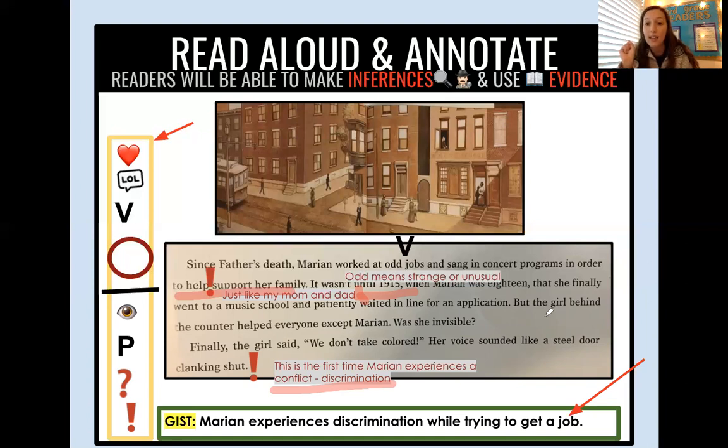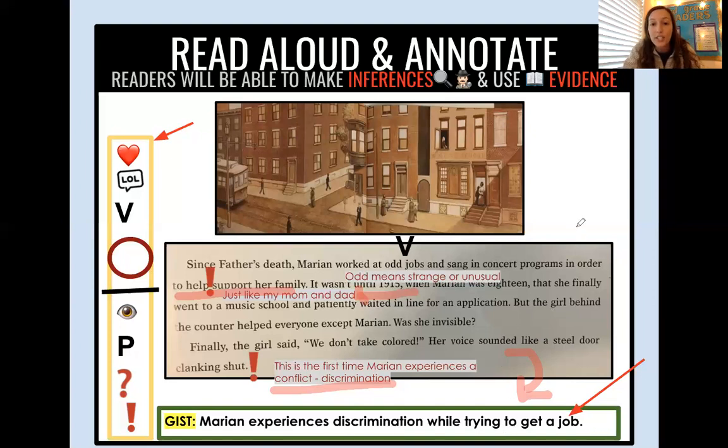The most important things are that she's experiencing discrimination. Whether it's to go to music school or to help her family, she does not have the same opportunity to get a job because of Jim Crow. So the most important thing I learned about Marion is that she is experiencing discrimination, whether she's trying to be a singer or help her family. If I zoom out and think about what the whole text is about, thinking about my who or what and the important events with my think marks, I can say that the gist, or what this page is about, is how Marion experiences discrimination while trying to get a job.